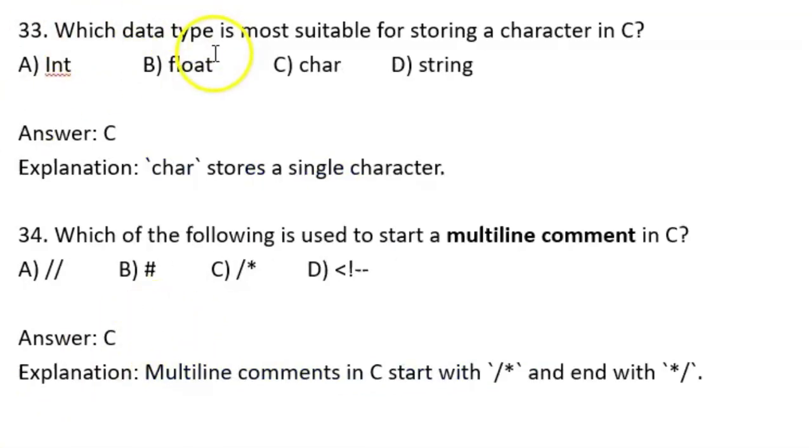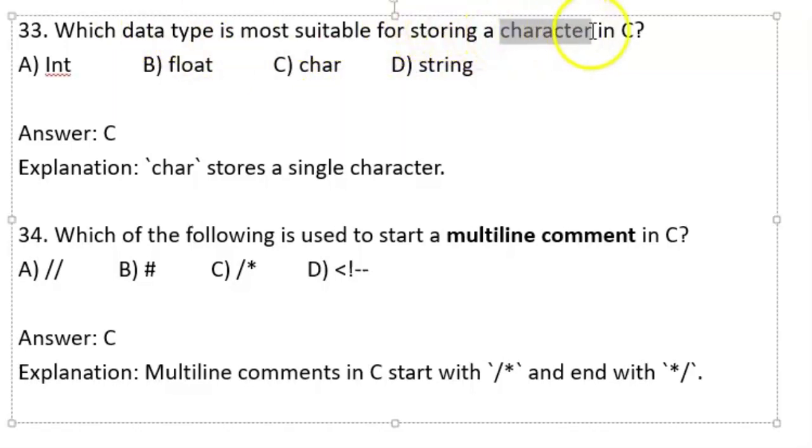Question 33. Which data type is most suitable for storing a character in C? A, int; B, float; C, char; D, string. The most suitable data type for storing a character is char. C is the answer. Char stores a single character.